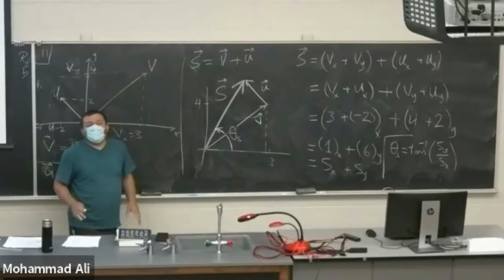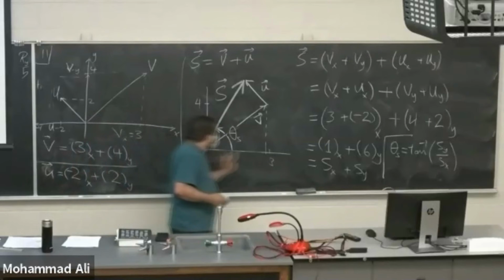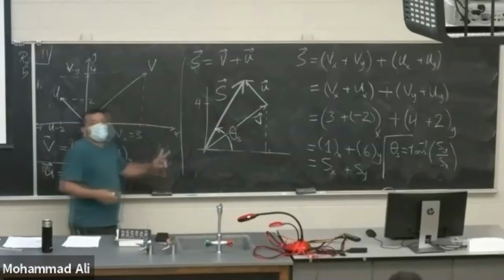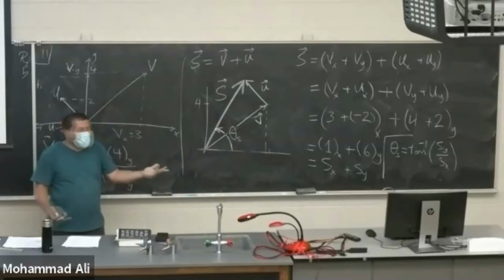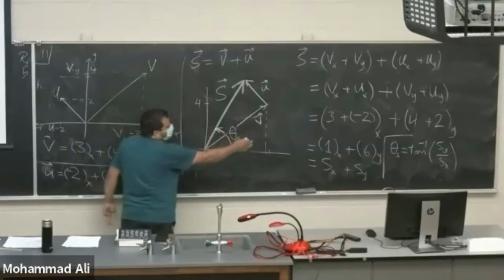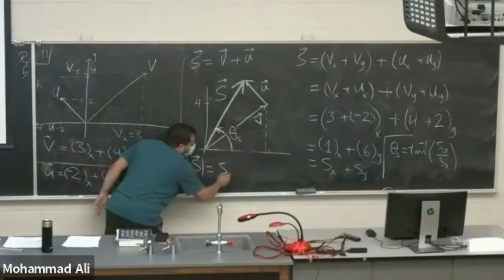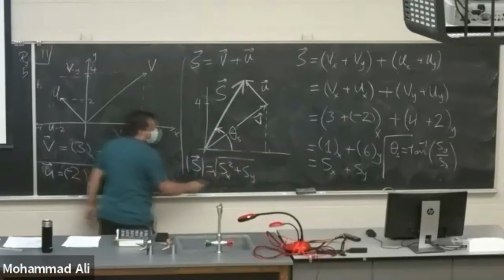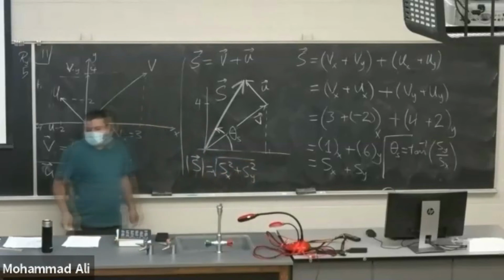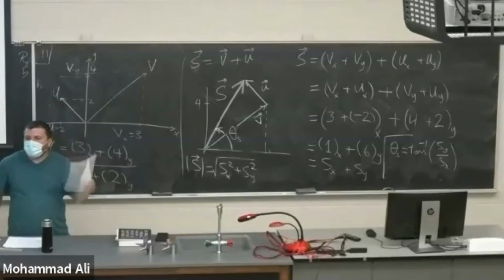What if I ask you, what is the length of S? Okay, it is also simple. The last two simple steps are to find the length and the direction. I found the direction. The length of S is equal to the square root of Sx squared plus Sy squared. That's it. It is just numbers. They are just here. You can find them.